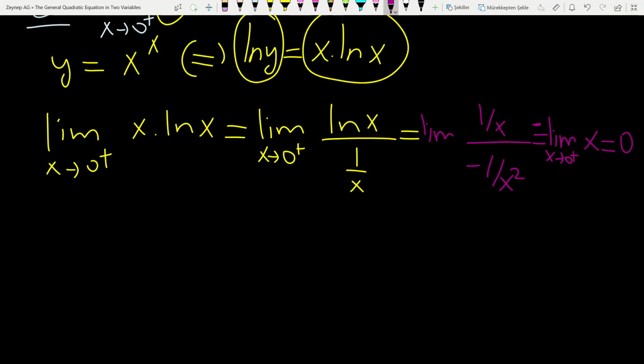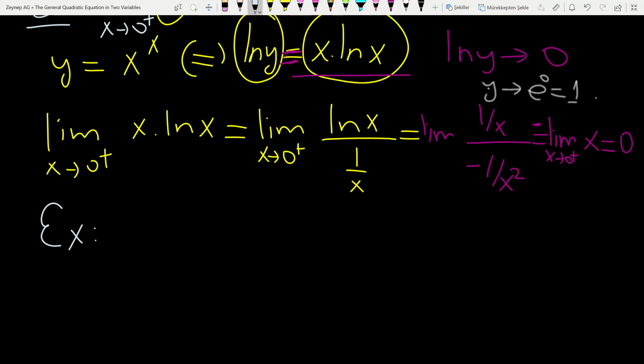Since the right hand side of this equality goes to 0, ln y also goes to 0. When ln y goes to 0, y goes to e to the power 0, which is 1. The answer is the same. The answer is 1. Okay, let me now solve a different kind of type 3 problem.